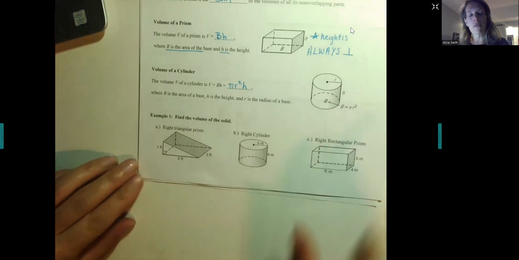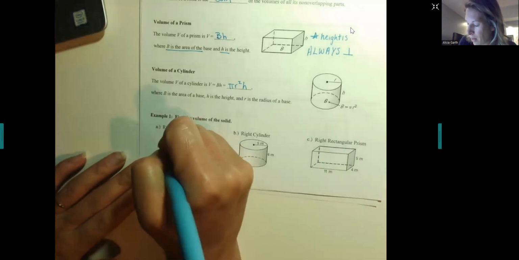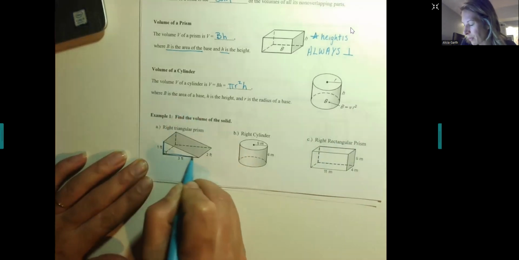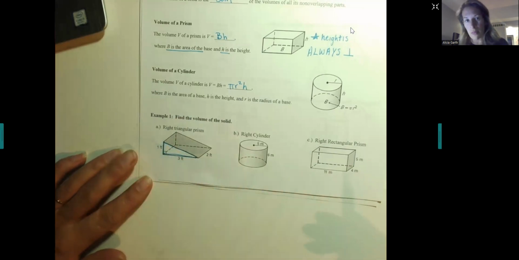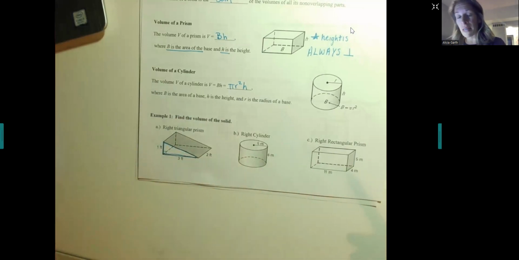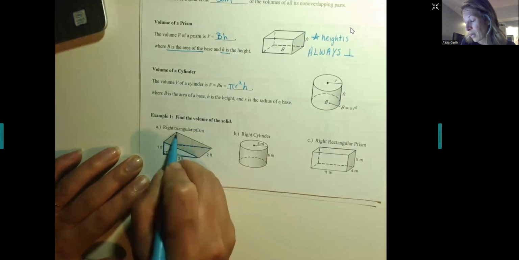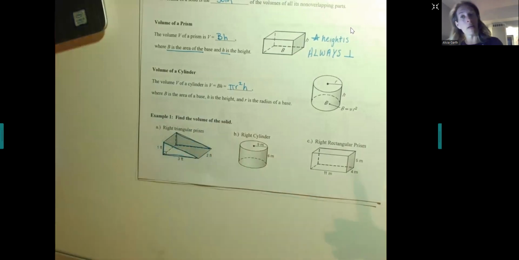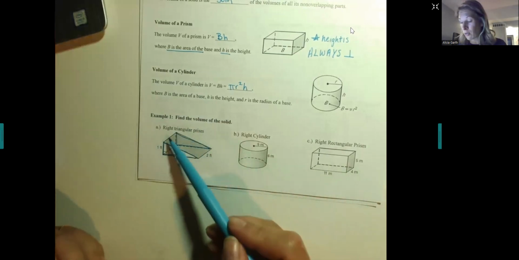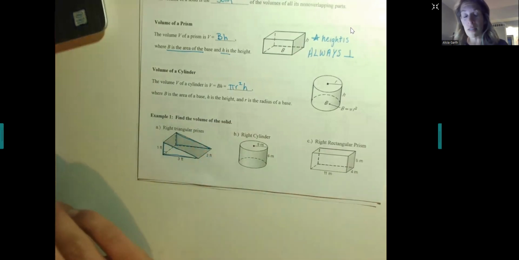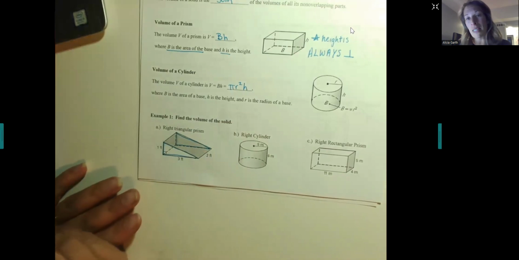The first one is a right triangular prism. Remember, we are looking for the two shapes that are exactly the same and parallel to each other. So what you're going to notice is I've got two triangles here that are exactly the same and they're parallel to each other. Then you should see lots of other rectangles. There's always going to be rectangles in prisms. The key is to find the two shapes that are exactly the same, parallel to each other. So these are my bases.